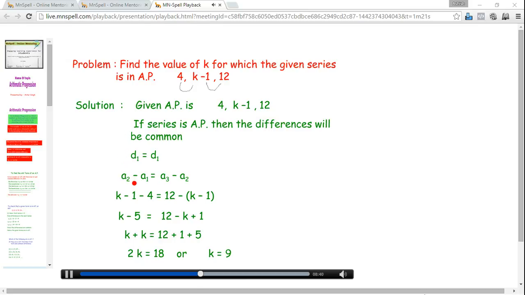So the second term minus the first term, that is k minus 1 minus 4, equals 12 minus k minus 1. If we simplify this, we get k minus 5 equals 12 minus k plus 1. Again, collecting the k terms on one side of the equal sign, we get 2k equals 18, and k will be equal to 9.